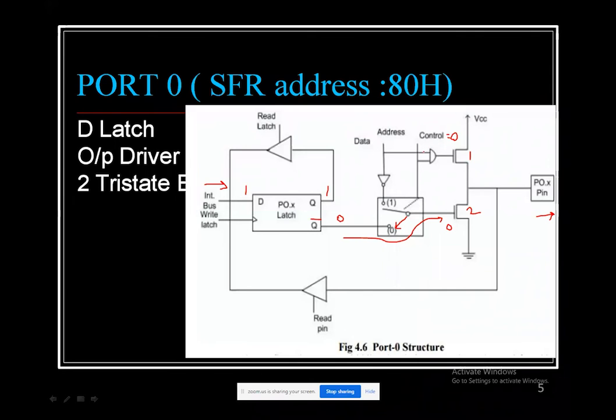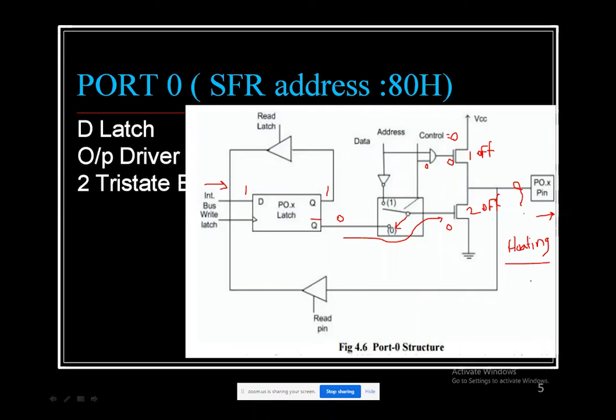As this control is equal to 0, one of the inputs for the AND gate is also 0. And as we know, if an input of an AND gate is 0, the output is also 0. So both the FETs are getting 0 as input. That means this will be in the off condition and this will also be in the off condition. But if both the FETs are in the off condition, what will be the output? This is known as the floating condition.